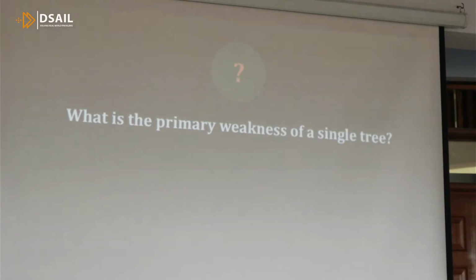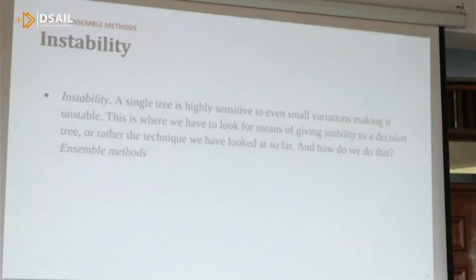So the primary weakness of a single tree is that it is very unstable. A single tree is highly sensitive to even small variations, making it very unstable. So if a change in maybe even the sampling, for example, if we sample a certain way this time and we sample the other time, the distributions and the entropy calculations will change because it's very deterministic. And so certain perturbations to the data will cause it to change greatly. So we have to look at a means of giving stability to a decision tree, or rather a technique that we have looked at so far. And how do we do that?